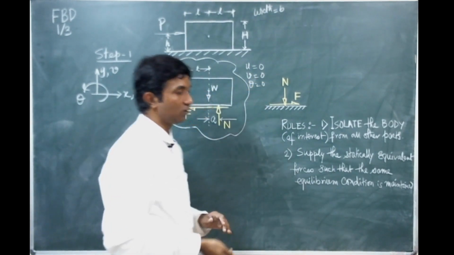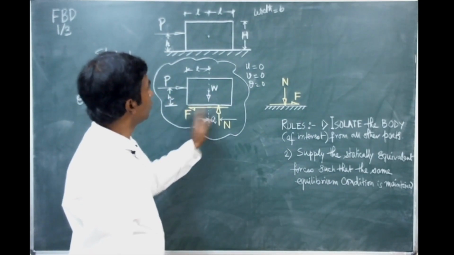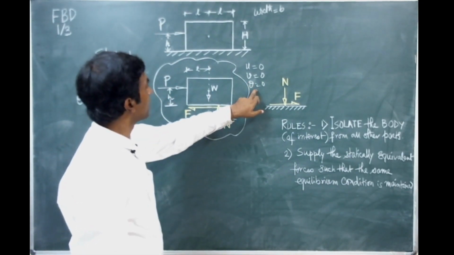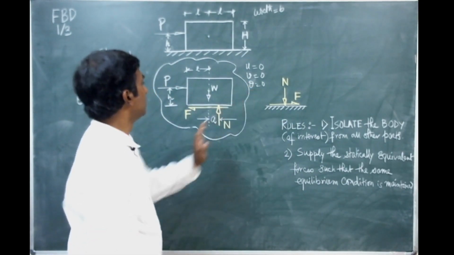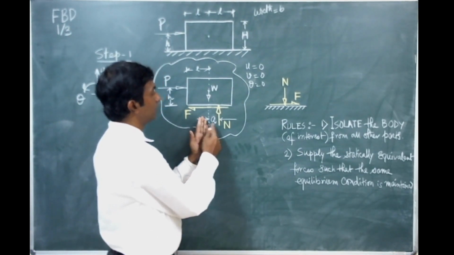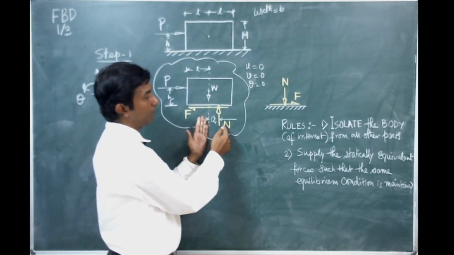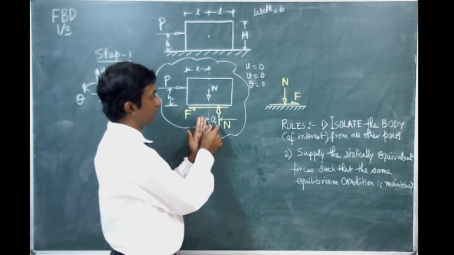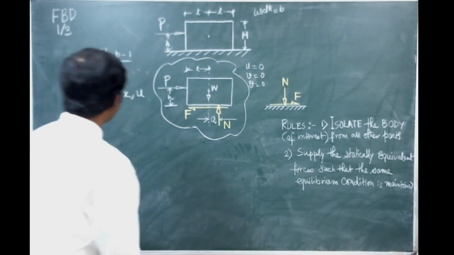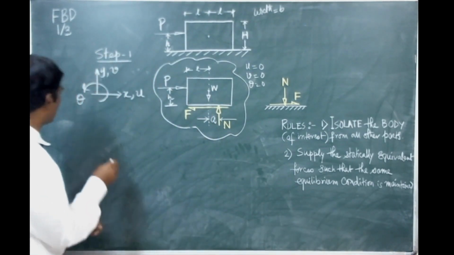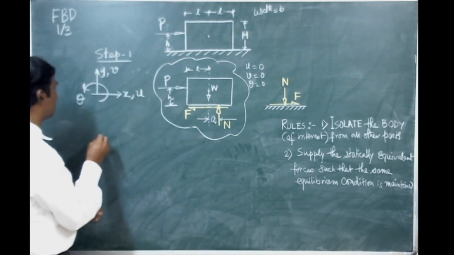So there should be 3 constraining forces, 2 forces and 1 rotational force, that is moment. Here you probably have observed that we have not kept this in the same line. We have kept it a distance away from that. It generates that moment. So let us see what are the values of N and F.